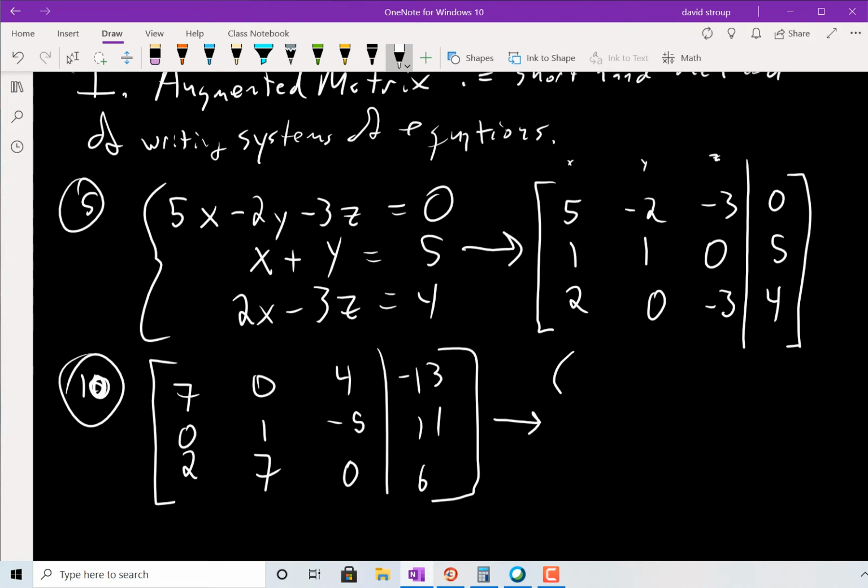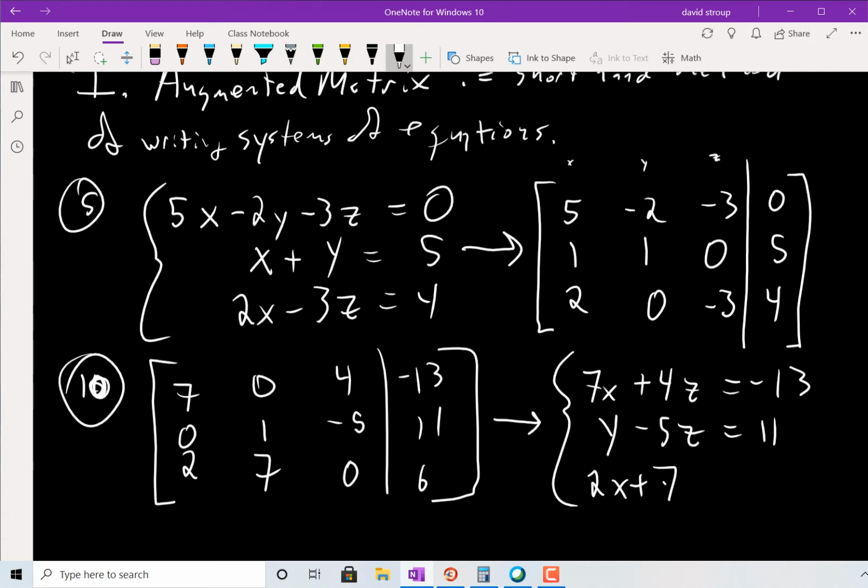So anyways, the system of equations: 7x plus 0y, I'm not going to write 0y, and then plus 4z is -13. 0x plus 1y minus 5z is 11. And then 2x plus 7y plus 0z is 6.